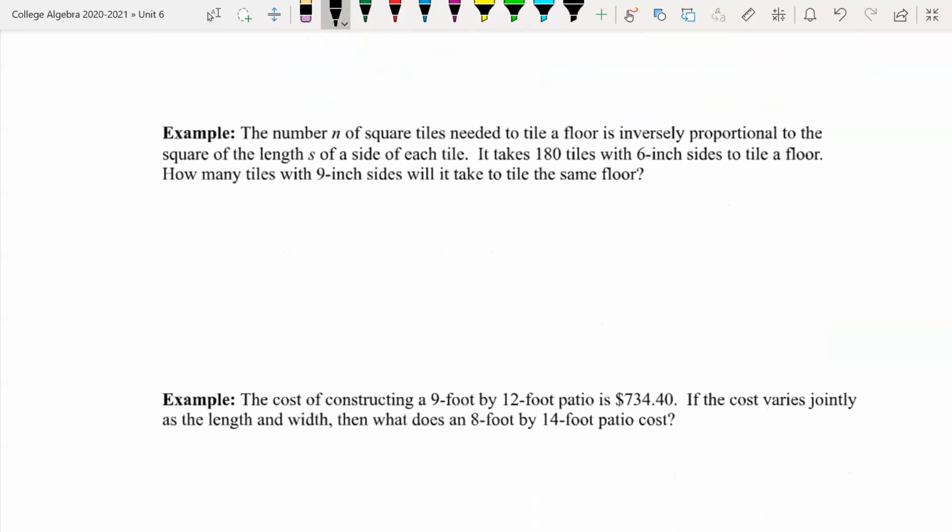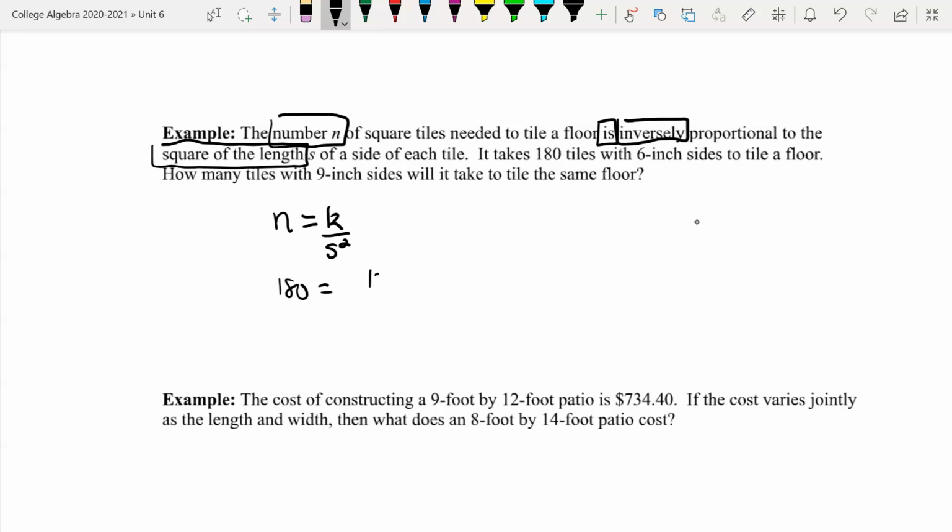So the number N of square tiles needed to tile a floor is... so they give us the number N. So N is, okay, inversely means I'm going to divide, proportional to the square of the length. So that's on me. So my number is 180. So my constant was wrong. We're going to go back and we're going to resolve this.